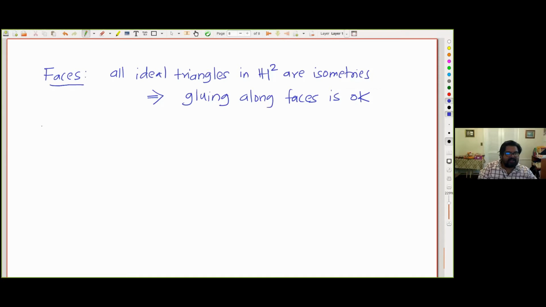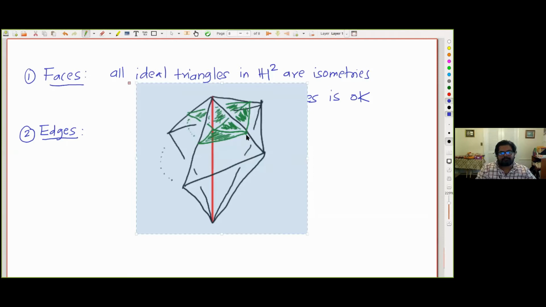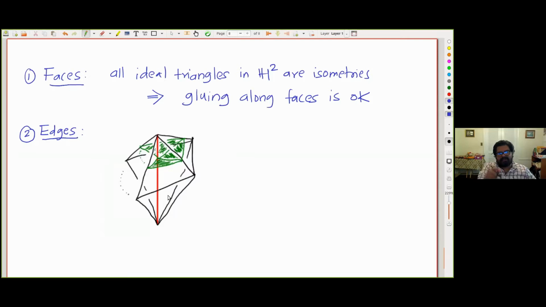The second thing is edges. Now when we are gluing along edges, we have to make sure that as the tetrahedra go around the edges, they actually close up in the correct way. What do I mean? I'm just going to show you a picture. This is what I mean. When you go around the edges, there is an edge here. And when I start gluing tetrahedra, look at all the tetrahedra which are incident to this edge. When we start gluing around them, they have to close up properly. So tetrahedra have to close up around edges.